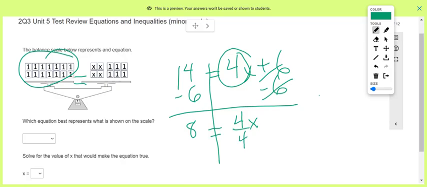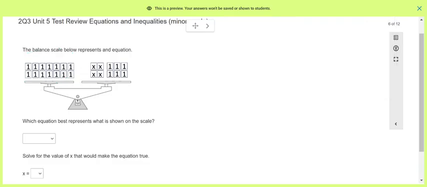We're going to continue doing inverses on the side with the variable. So 4x divided by 4 becomes 1x. So now we have x equals 2. Going there, which equation best represents the situation?